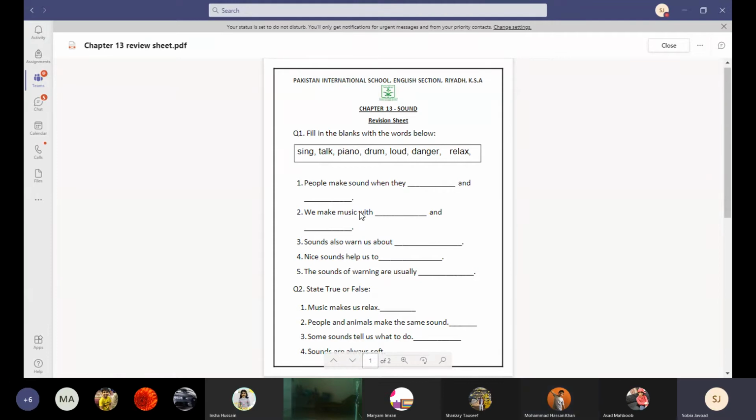Now we are revising our next lesson, which is chapter 13, about sounds. So what gives out sounds? Can you name different types of sounds? What are different types of sounds? Pleasant, loud sounds, soft sounds.